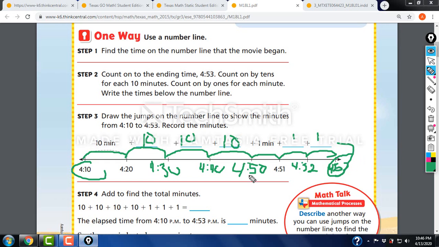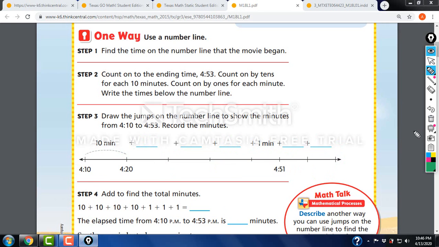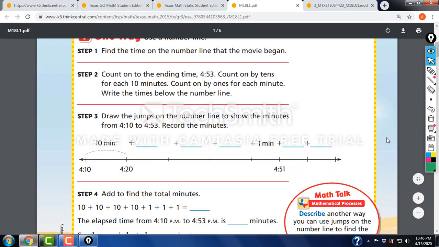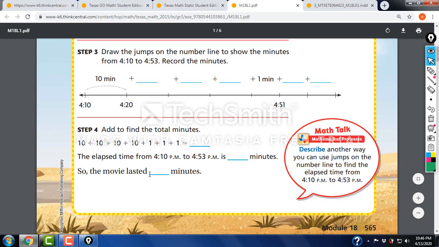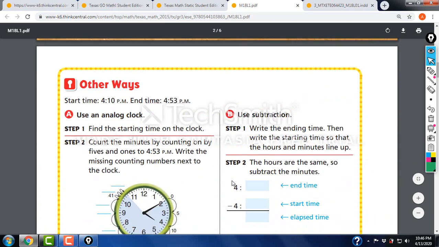So now we add these. 10, 20, 30, 40, 1, 2, 3. So the elapsed time from 4:10 p.m. to 4:53 p.m. is 43 minutes. And we used the number line. So the movie lasted 43 minutes. Very good. Let's go to your next questions.